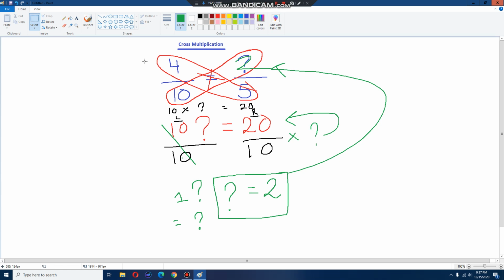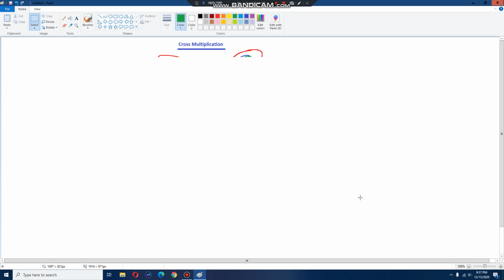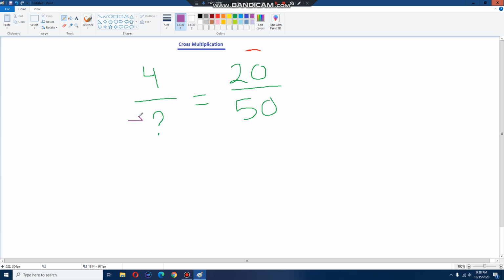Let me show you another example. Let me show you a little bit more tougher example. Let's try this fraction. Let's try 4 over some number equals, oh, I don't know, how about 20 over, how about 20 over 50? Okay, big numbers, right? And all I want to do is find out this missing number.